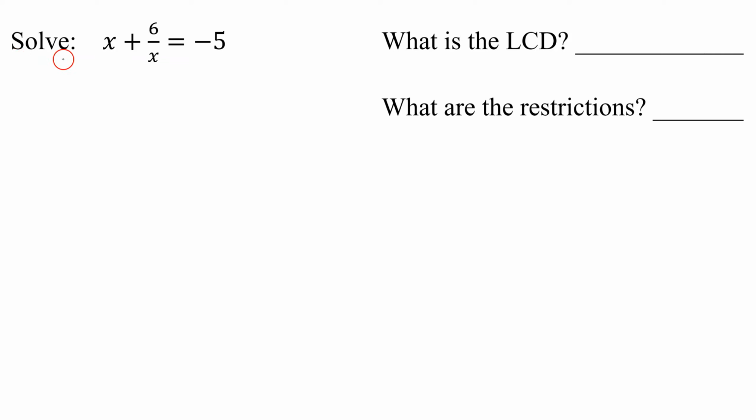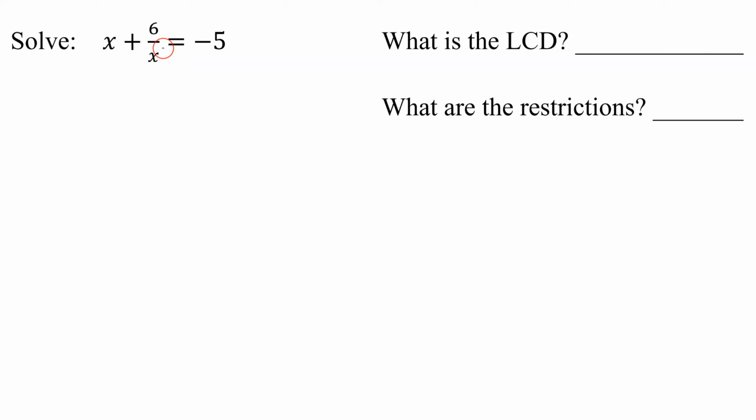In this example, we need to solve x plus 6 over x equals -5. Well, what type of equation do we have? Well, we have denominators, we have fractions, therefore it's a rational equation. And how do we solve those? We find the least common denominator, then we're going to multiply every single term by the LCD to get rid of our denominators. So in this case, what is the least common denominator?